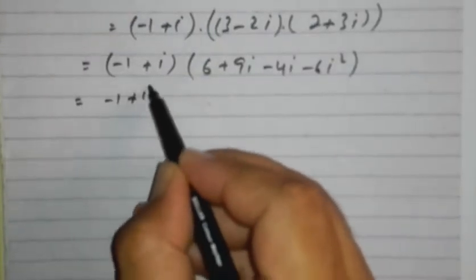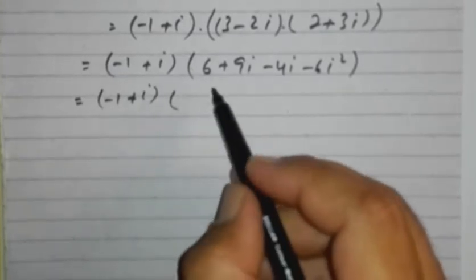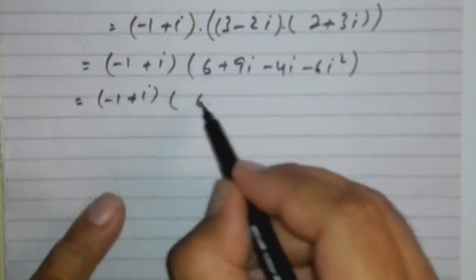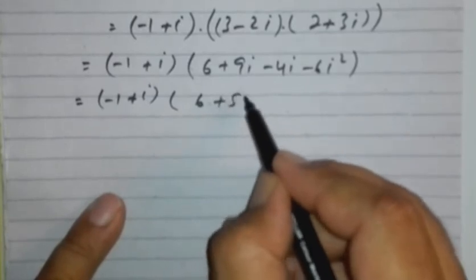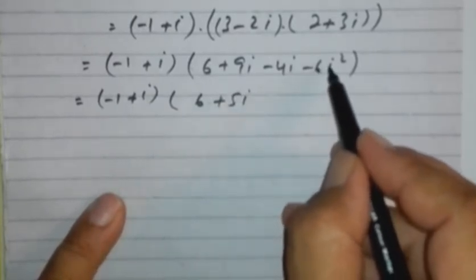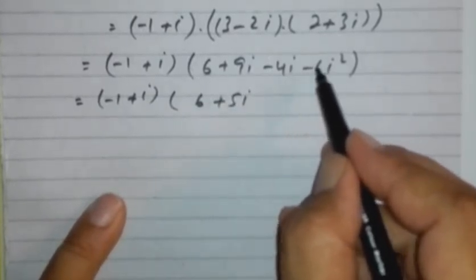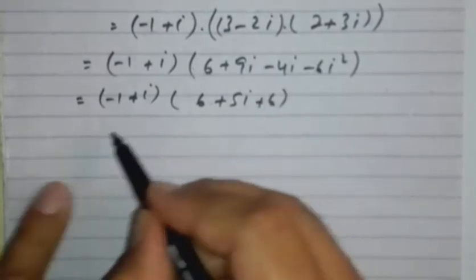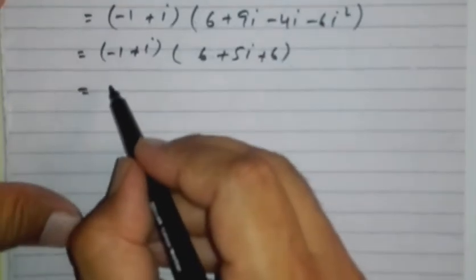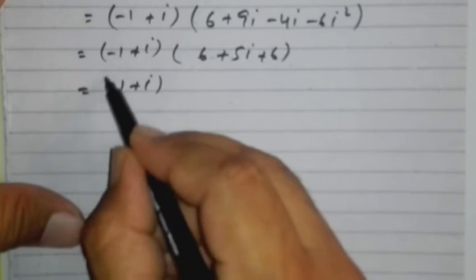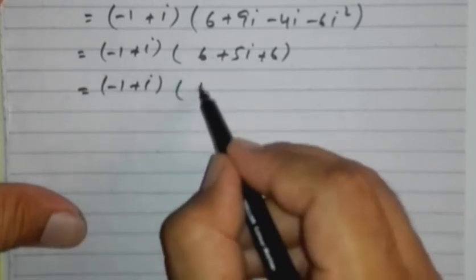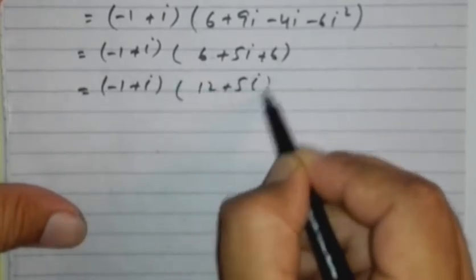Minus 1 plus iota into 6, 9 minus 4, we get 5 iota. Iota square value is minus 1, so minus into minus plus 6. Here we get minus 1 plus iota into 6 plus 6, 12 plus 5 iota.